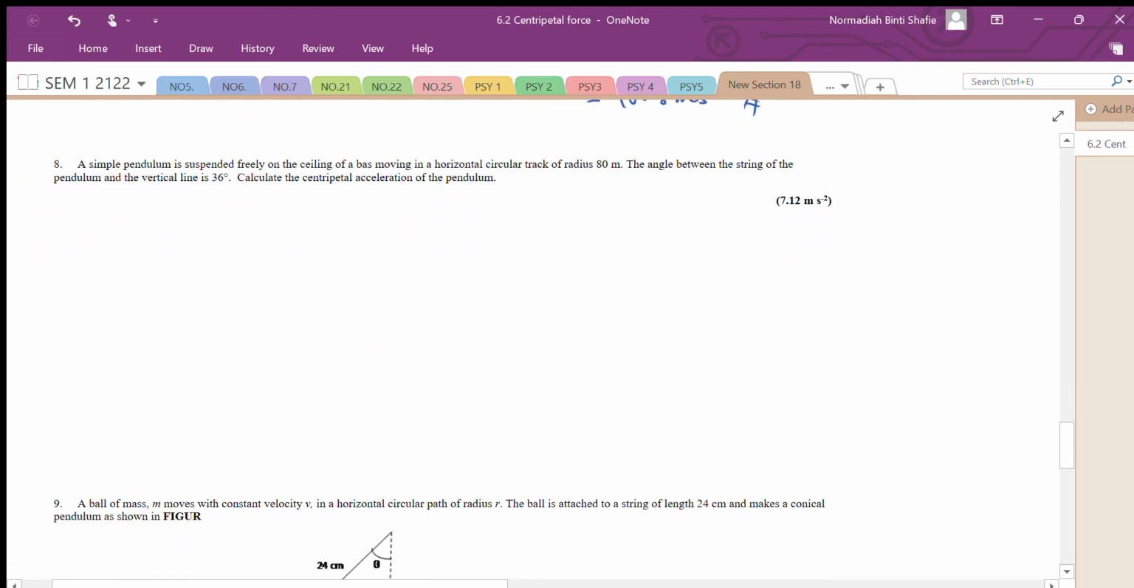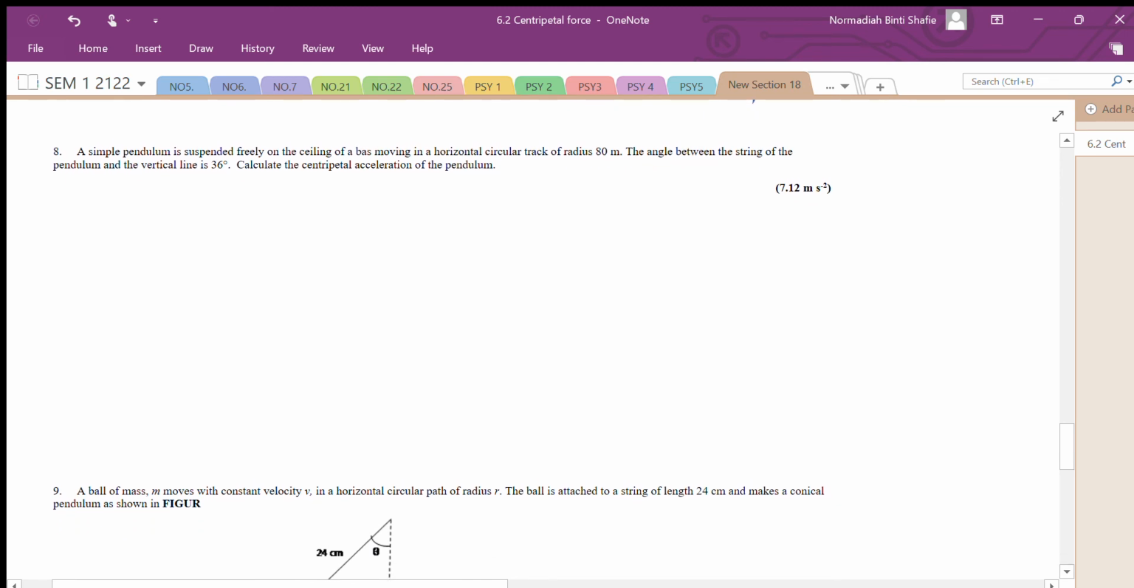I proceed with question number 8, yeah? Okay, question number 8. So for question number 8, a simple pendulum, okay, soalan ni simple pendulum is suspended freely on the ceiling of a bus moving in a horizontal circular track with a radius 80 meter, and then the angle between the string of the pendulum and the vertical line is 30 degree. Theta equals to 30 degree. Calculate the centripetal acceleration of this pendulum.